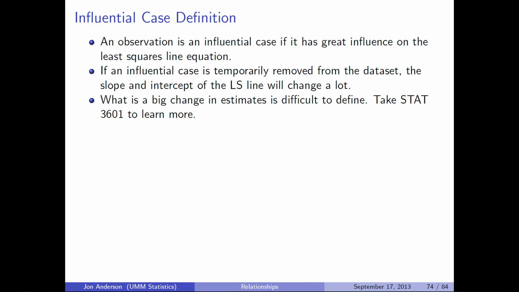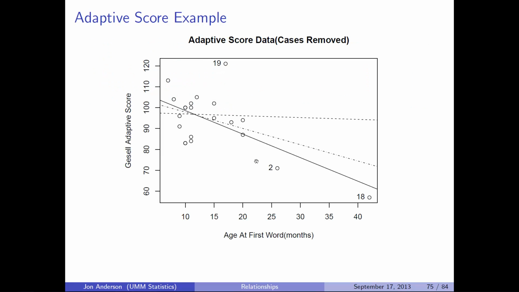There's another kind of point, and that would be a point that might be called an influential case. And this is one where if an observation is in the data set or not in the data set, the summary least squares line will change a lot. And so we worry about things like this where the story of our analysis is really being driven by individual cases.